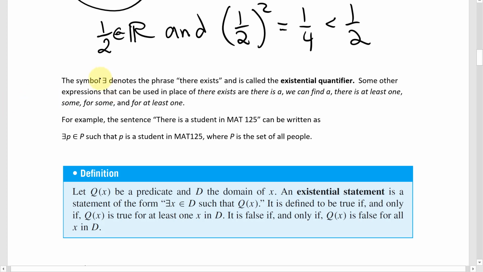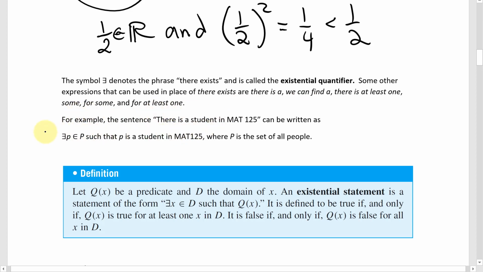So some other expressions in English that might come about naturally, but then you can turn into the formalized symbol. You might see there is a, or we can find a. These are ways that you might speak informally about mathematics, but then you could write it formally in this notation. So if you say there is at least one, you just say some or for at least one.